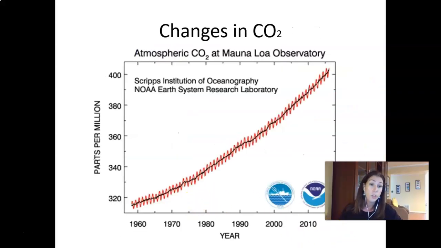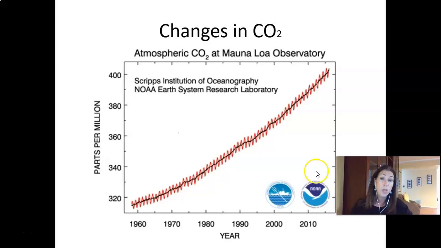Now, what we're most concerned about is CO2. So you can see here the changes in CO2 over the course of the last 50, 60 years or so. So CO2, we do know, has a strong tie to temperature. And you can see that our CO2 has increased. Right now we're at about 413.